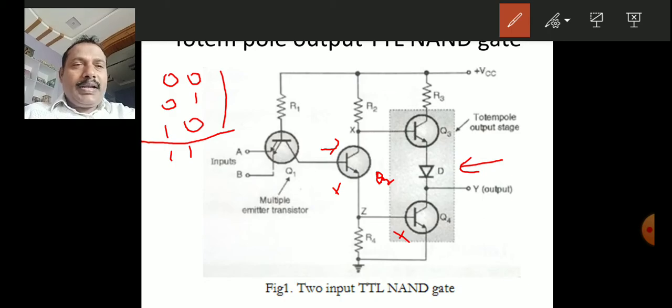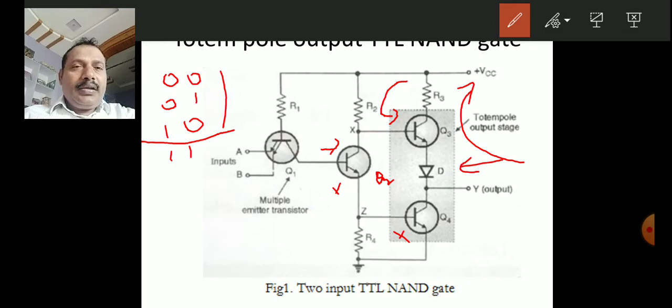Now, let us see from the power supply. Sufficient base current flows through Q3. Hence, it is conducting. Whenever Q3 is conducting, diode D is also conducting. So VCC is connected to the output Y. So output Y is connected to VCC like this for all these three combinations.